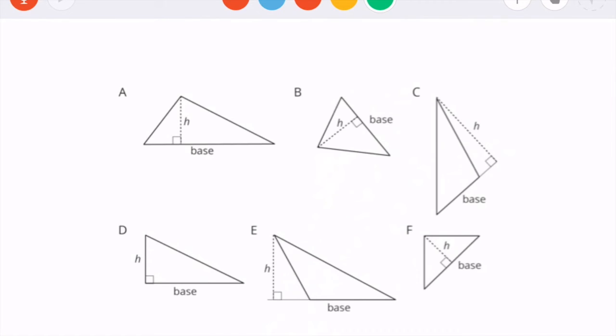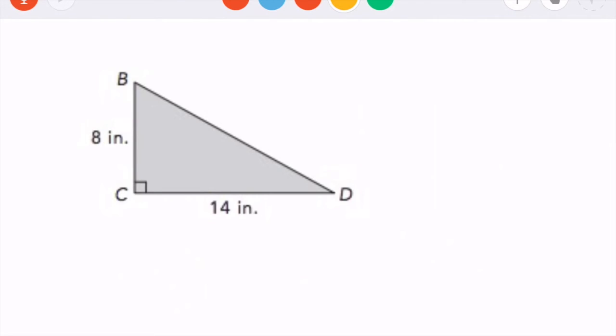Here are some examples of what your base and your height could look like. Each time, the base and the height are always connected with this right angle. Here's the base, here's the height. Here's the base, here's the height. We still have that right angle connecting the two. Okay, so now let's try it. First we're going to write our formula. Area equals base times height divided by 2.